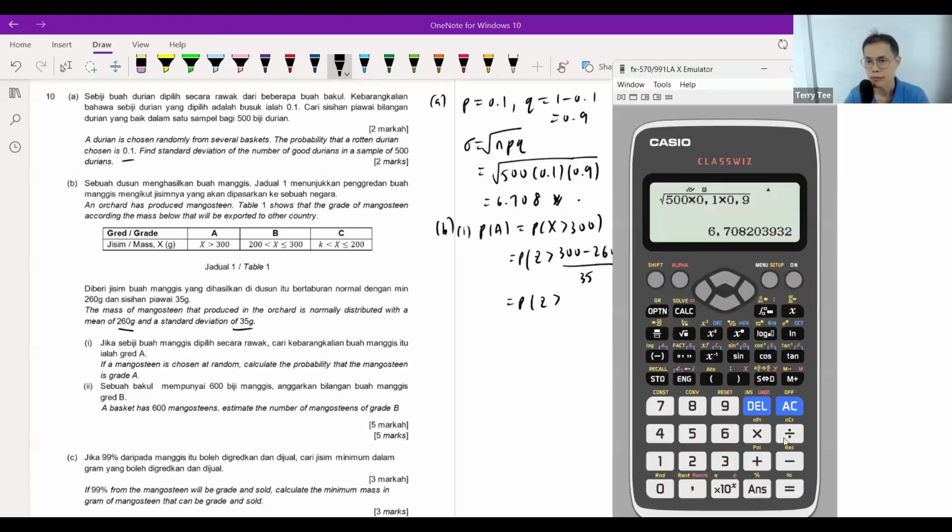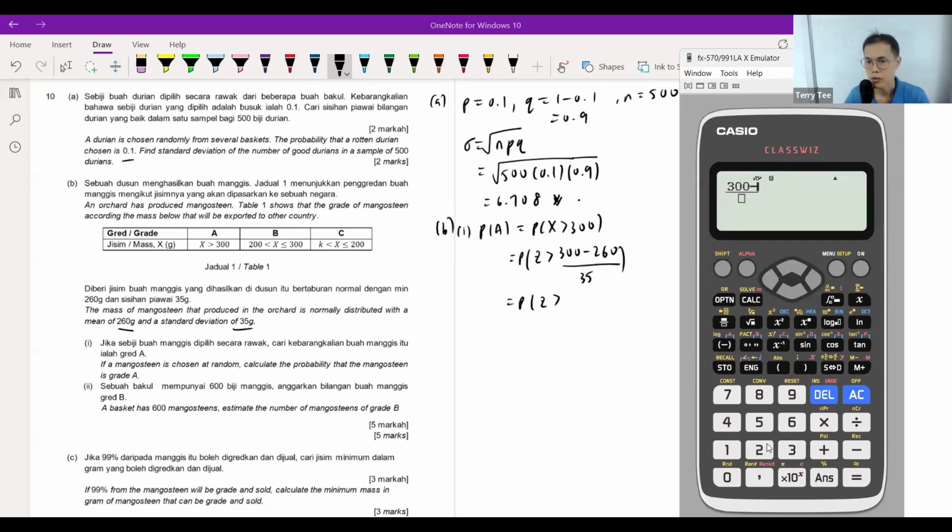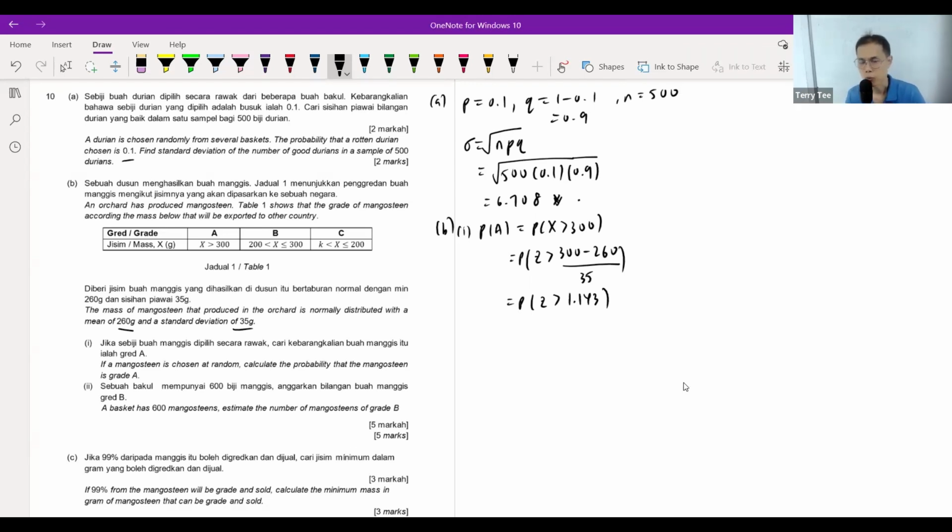So let's change from X to Z. Take 300 minus 260, divide by 35. You will get 8/7 or 1.143. Give your answer correct to 3 decimal places, because you cannot read more accurately than that. 1.143, 3 decimal places. Now, there are 2 ways to do this. We can use your calculator or you can use your table. Here I'm going to use the table first. I'm going to show you both.